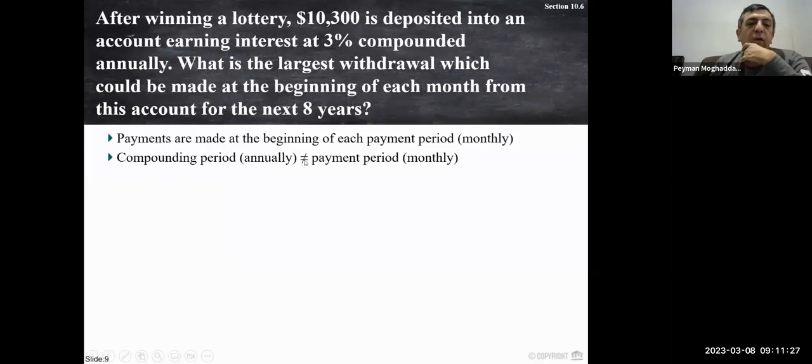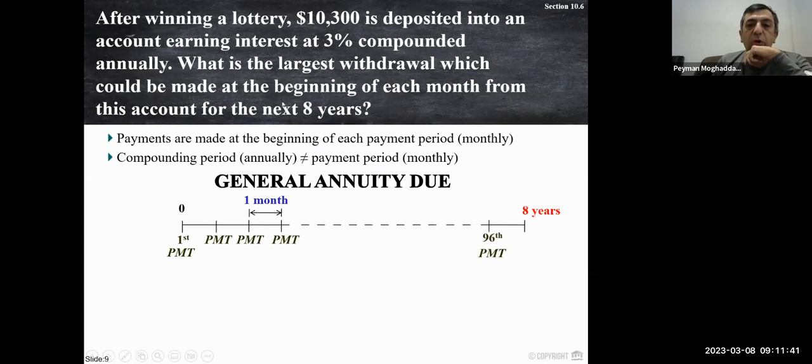As I said, we need to find which kind of annuity it is. It's due, because it's at the beginning, and it's general, because the compounding period is different from your payment period. So it's a general due annuity. The first thing that should come to your mind as soon as you get a general annuity is to convert this I. This is J right now, so you have to convert the I to I2. First, you need to find I. I is J divided by the compounding frequency. In this case it's 1, because it's compounded annually, so that's 0.03. That's I, and then you find I2.